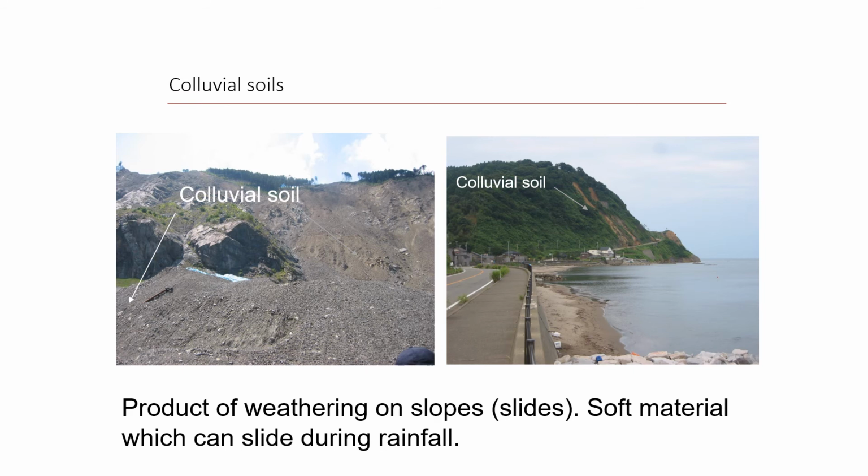This is just an example of colluvial soil. Everything that we have here on the slopes, either it moves or it still sits there. All this, it's colluvial soil. Of course, nobody will build anything on this type of soil because it's unstable, it's loose, and it's just very weak.